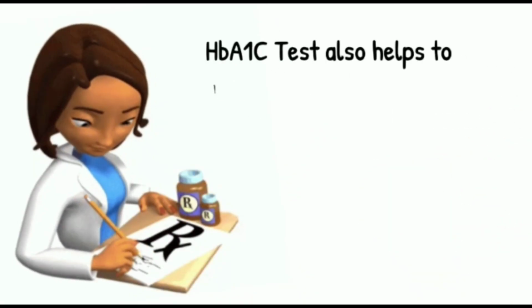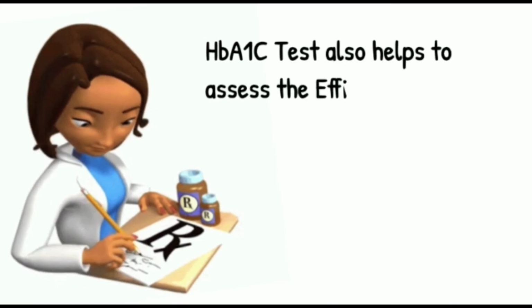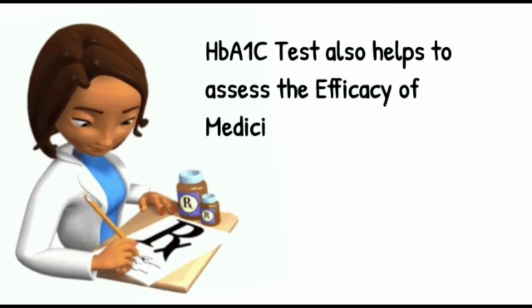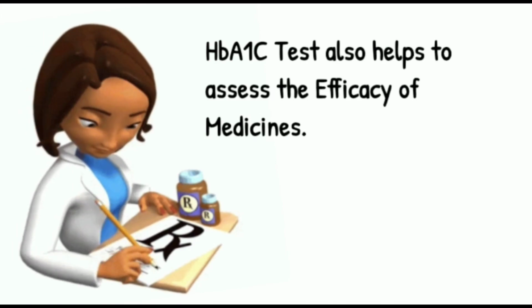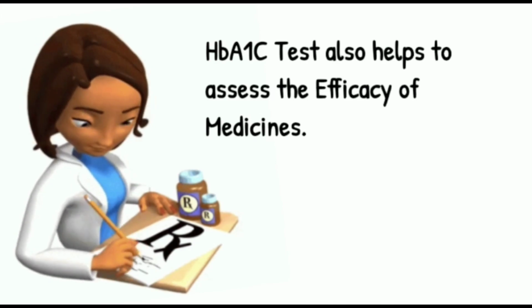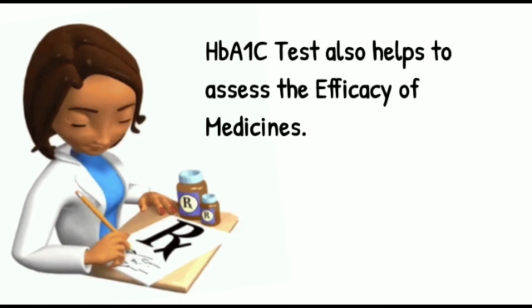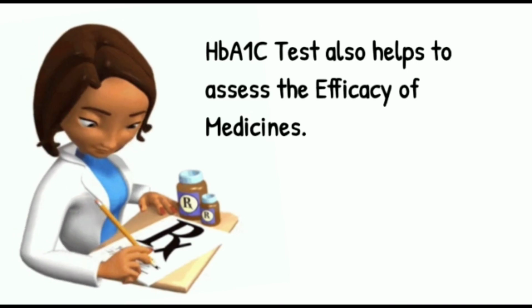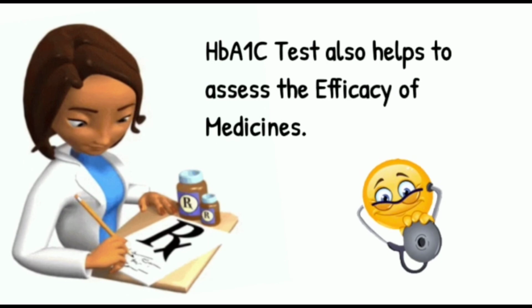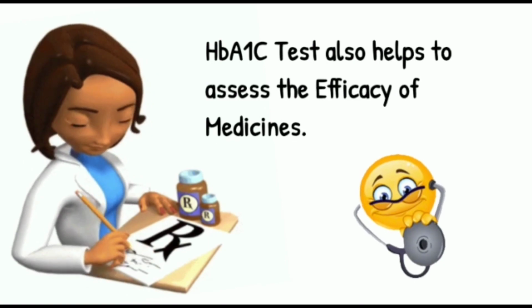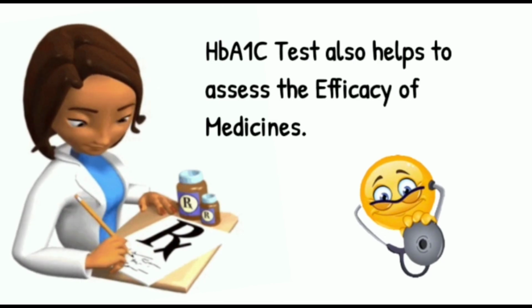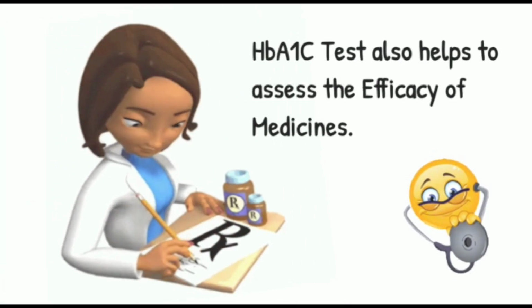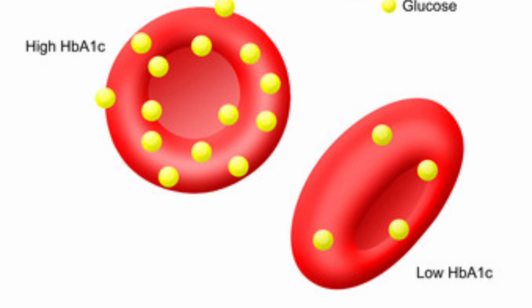And the last one is we can assess whether the diabetic medications are working effectively or not. That is, if we give one diabetic medication and the HbA1c levels are reduced, we can say that this medication is working effectively. So we can assess the effectiveness of diabetic medications by assessing the HbA1c levels.